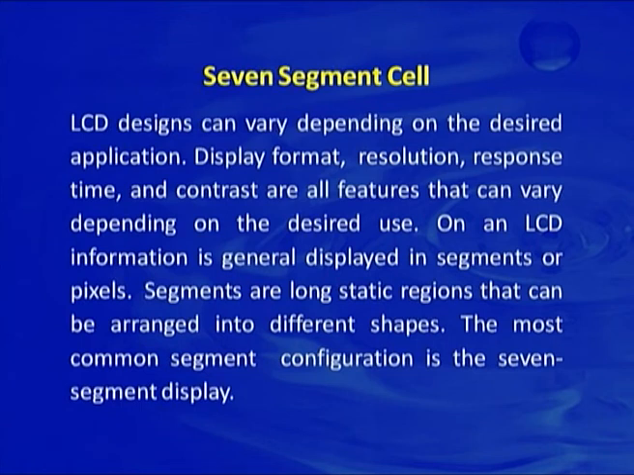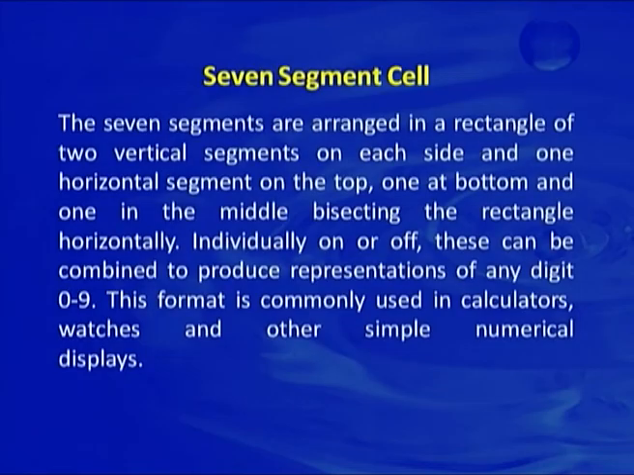The most common segment configuration is the 7 segment display. The 7 segments are arranged in a rectangle of 2 vertical segments on each side, 1 horizontal segment on the top, 1 on the bottom, and 1 in the middle bisecting the rectangle horizontally. Individually turned on or off, these can be combined to produce a representation of any digit 0 to 9. This format is commonly used in calculators, watches and other simple numerical displays.